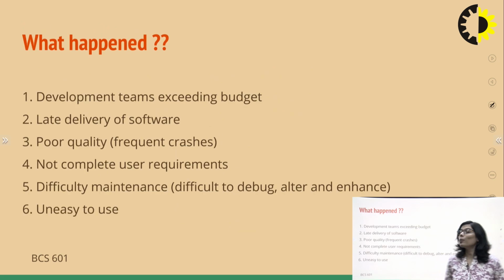What was happening at that time was the development teams were exceeding the budgets. There was late delivery of the software. There was poor quality software delivered; the software was not at par with what we wanted. There were no complete user requirements; users were not able to give their requirements completely. There was difficulty in maintenance, and the software was uneasy to use. These were the various challenges people were facing at that time, which led to research on how we should develop the product and what process we should follow to develop it.